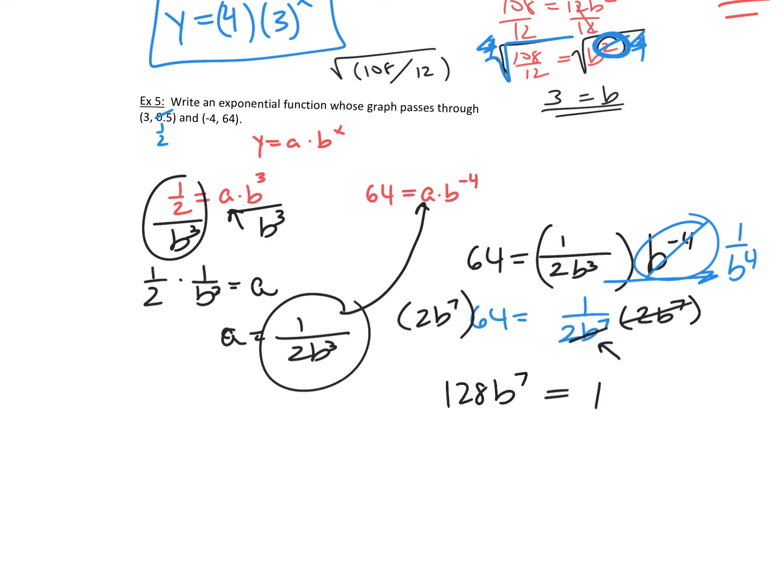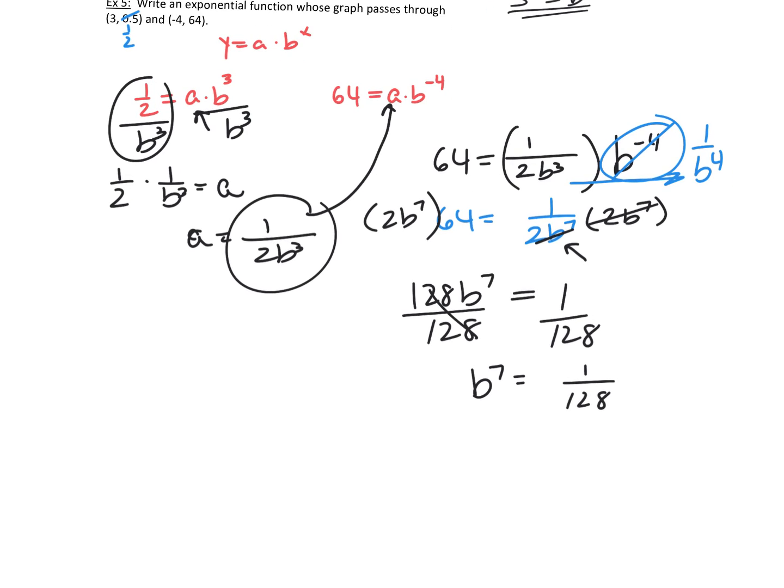Now I'm going to isolate b, so I'm going to divide by 128. I now have b to the 7th equals 1 over 128. Notice I'm keeping the fraction; I'm not dividing on the calculator. Now at the very end, if I want to isolate b and it's being raised to the 7th power, what root am I going to take to isolate b? I'm going to take the 7th root.